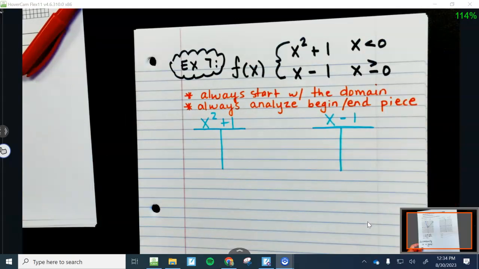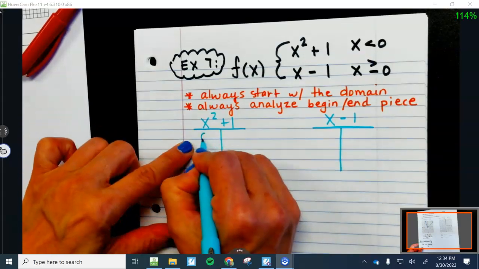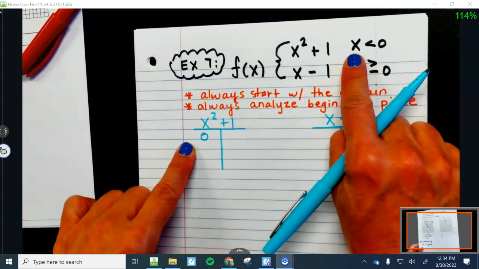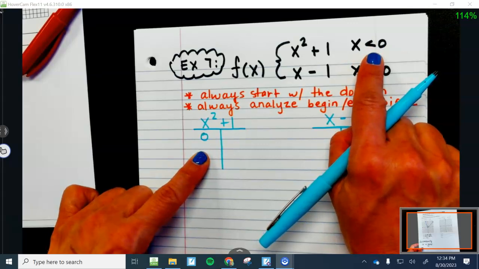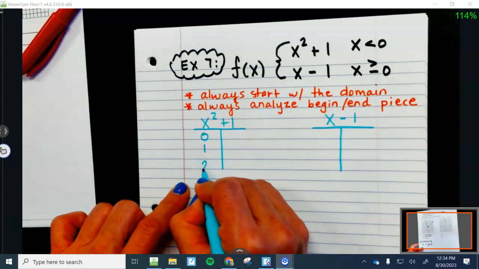So my very first input is going to have a value of 0. So on my very first column over there on the left side, I'm going to write a 0 right here. Let's write a 0. And remember, we want values that are less than 0, but I do put 0. So 0, 1, 2.